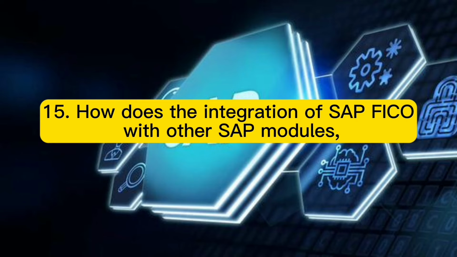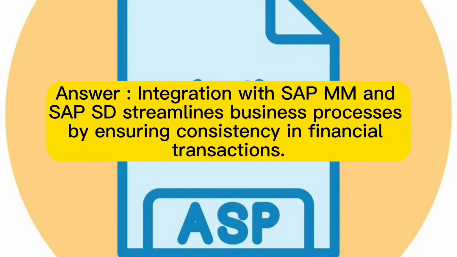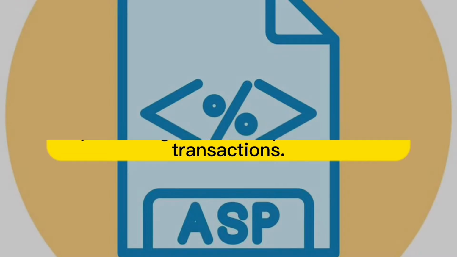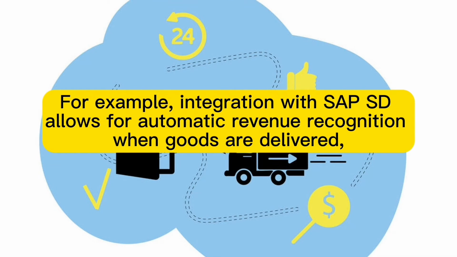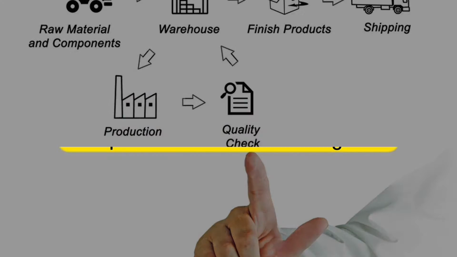15. How does the integration of SAP FICO with other SAP modules, such as SAP Materials Management and SAP SD Sales and Distribution, enhance business processes? Answer. Integration with SAP MM and SAP SD streamlines business processes by ensuring consistency in financial transactions. For example, integration with SAP SD allows for automatic revenue recognition when goods are delivered, and integration with SAP MM enables accurate inventory valuation and procurement cost tracking.